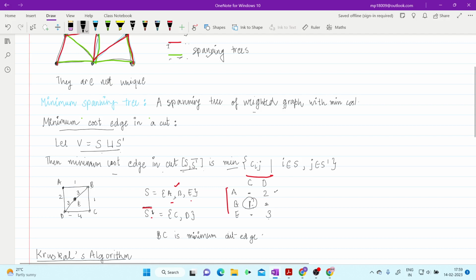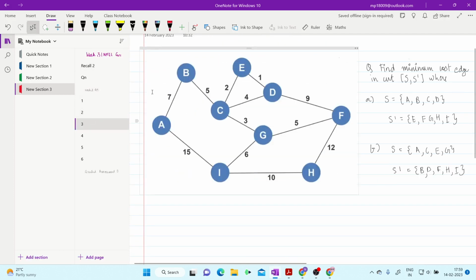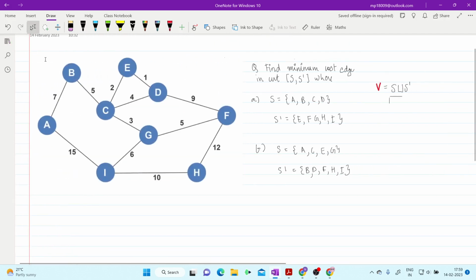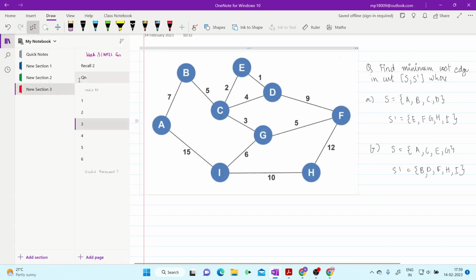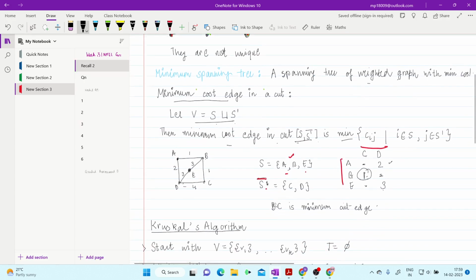So now once we know what a minimum cost edge in a cut is... Is there a question? Is it necessary to select the cuts like A, B, E and C and D? No, it's not. This is the minimum cost edge for the following cut. We can also take, like, S equal to the set A and B, and S dash equal to the set D, C. Like that also we can take.